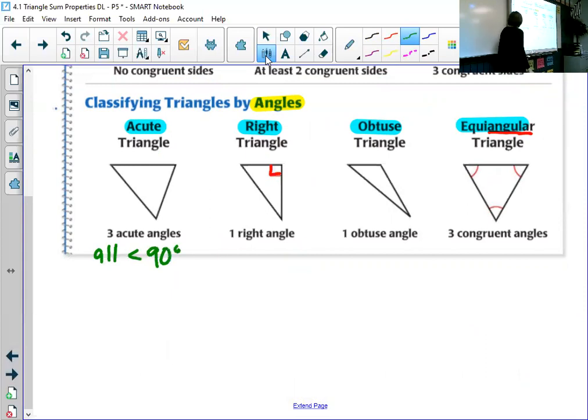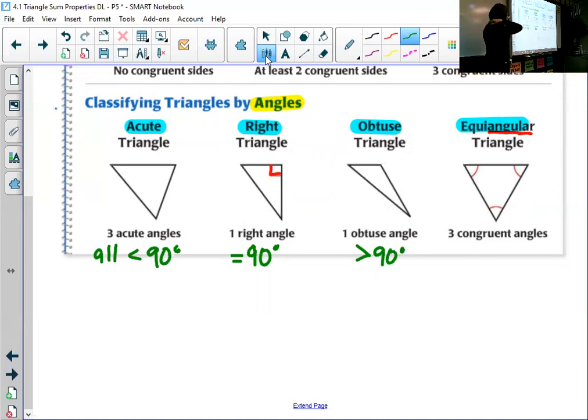So again, acute triangle, all of them are less than 90 degrees. One is going to equal 90 degrees in the right triangle. In the obtuse triangle, one angle is greater than 90 degrees. And then the equiangular, I will come back for that one.